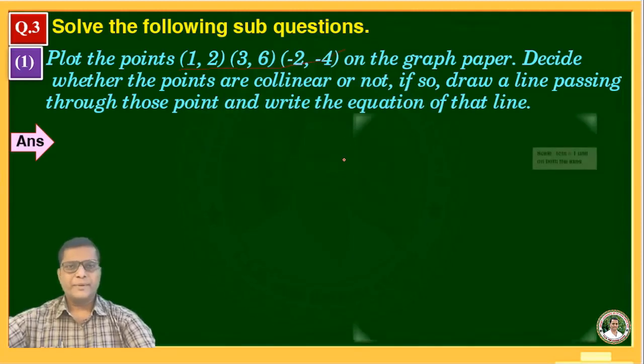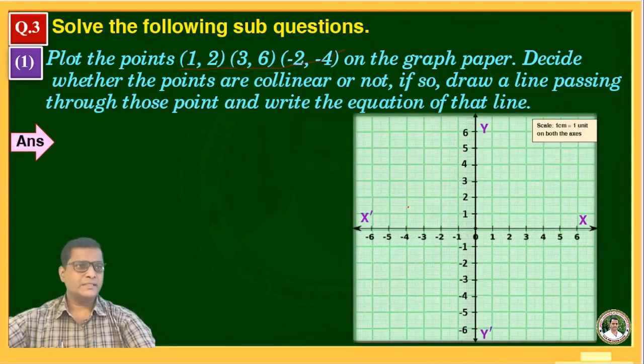So on graph paper, first draw the x-axis and y-axis in this way and write the scale 1 centimeter is equal to 1 unit on both axes. Then we will plot the points. The first point is (1, 2), meaning 1 on the x-axis and 2 on the y-axis. Here that point will come at (1, 2). The second point is given (3, 6). Here the x coordinate is 3, the y coordinate is 6. This point will be here. And the last point is given (-2, -4). This will come in the third quadrant, which is shown on the graph.